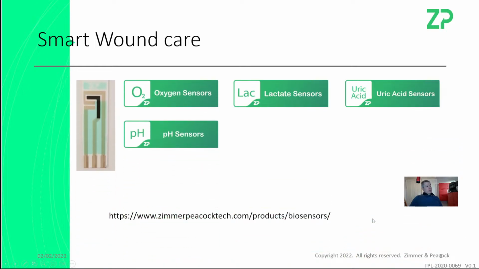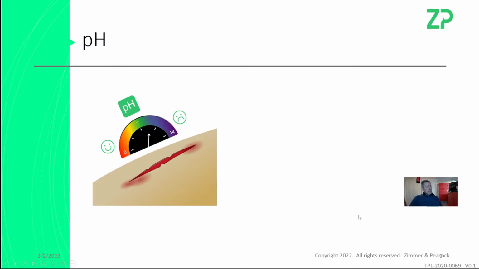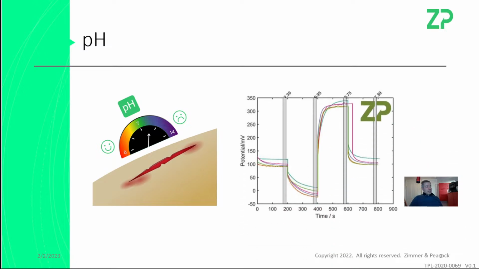When it comes to wound care, we've talked about all sorts of biomarkers in the past: oxygen, lactic acid, uric acid, pH, purine, conductivity. These are all useful biomarkers around whether a wound is healing or not. So I won't go over it too much, but we have taken a critical look at our pH sensors and asked, will they actually work in a range that's indicative of the health of a wound? A wound at around pH 5 is considered healthy, and if it's more alkaline, i.e., has a pH higher than 7, then it's considered to have a problem.